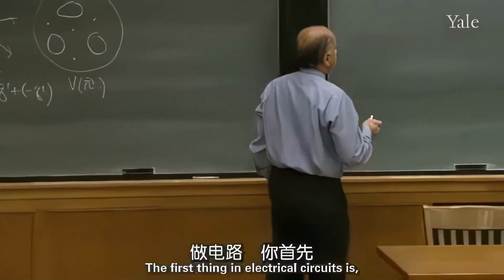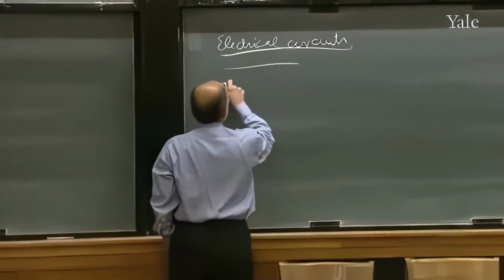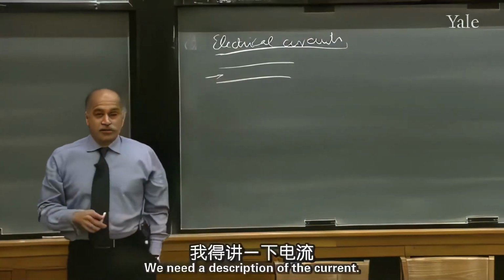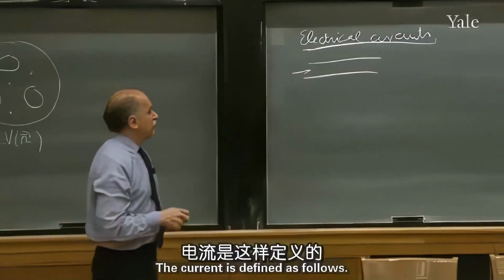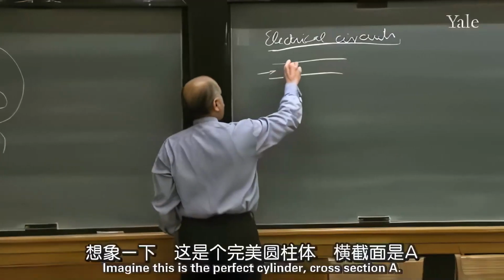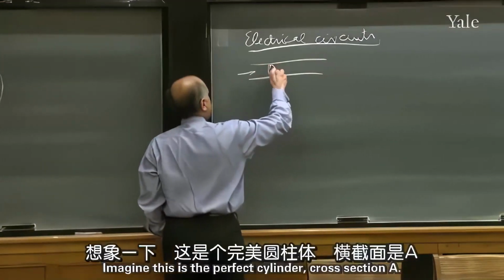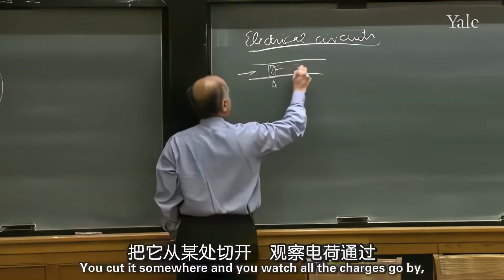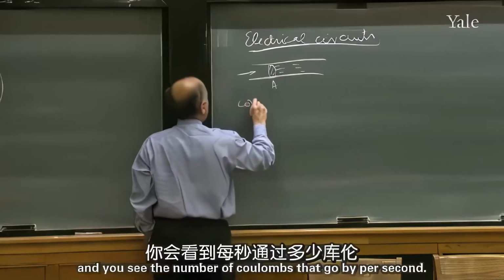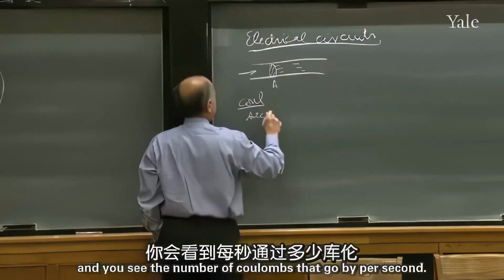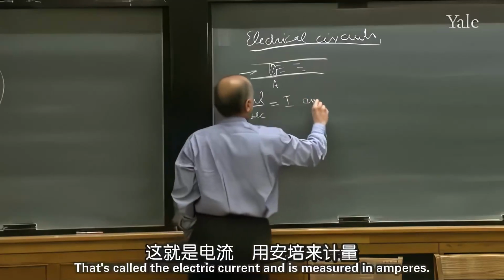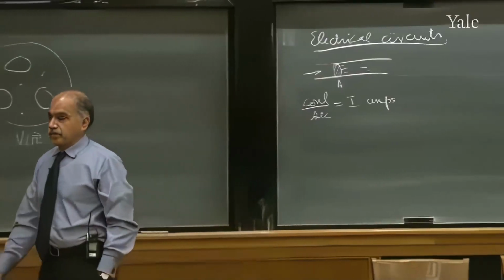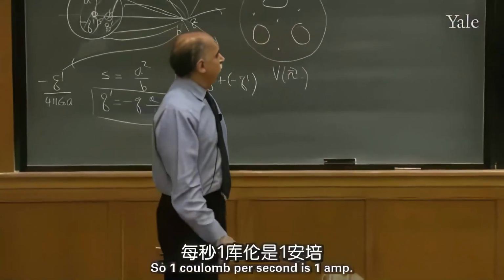The first thing in electrical circuits is you've got some wire and you've got an electric current flowing in it. So we need a description of the current. The current is defined as follows. You imagine this is a perfect cylinder, cross-section A. You cut it somewhere, and you watch all the charges go by, and you see the number of coulombs that go by per second. That's called the electric current, and is measured in amperes. So 1 coulomb per second is 1 amp.